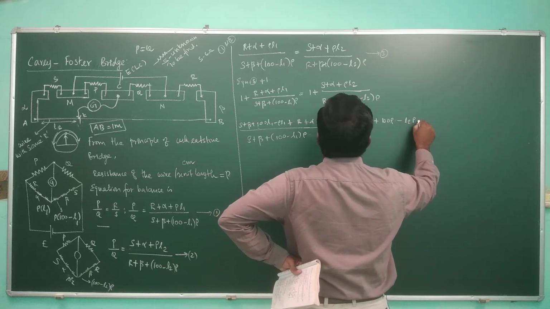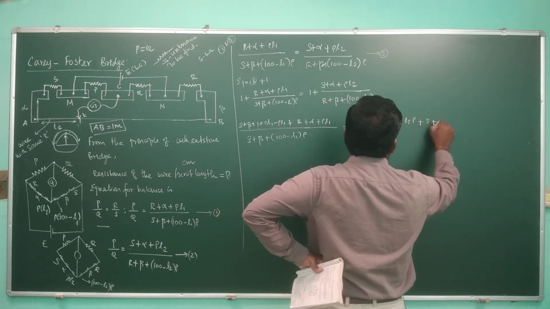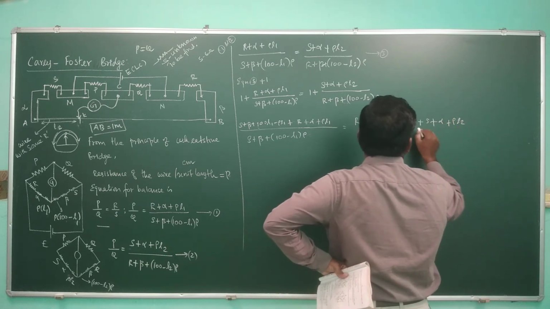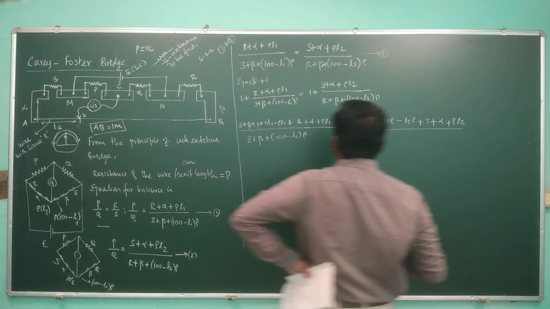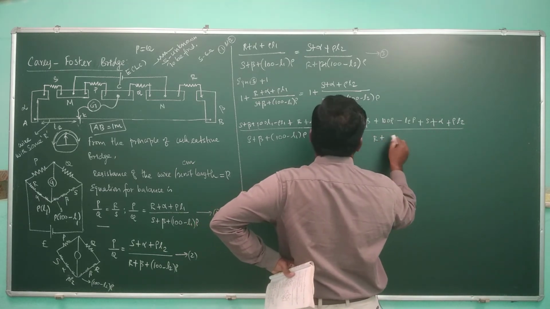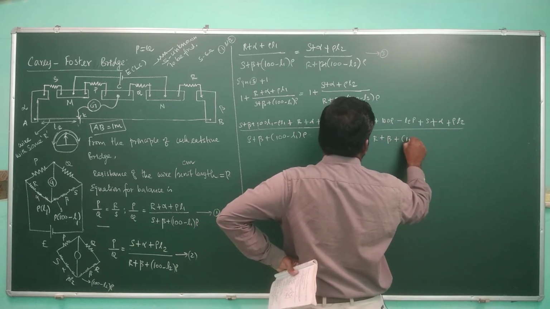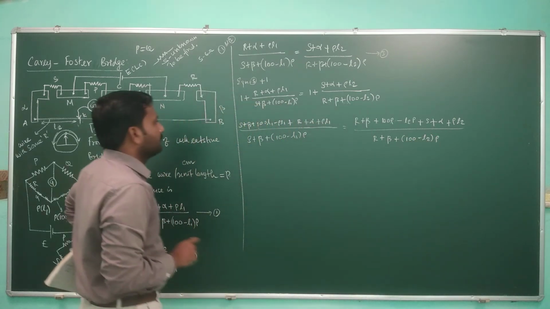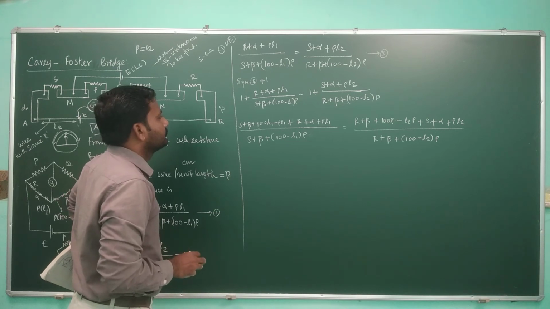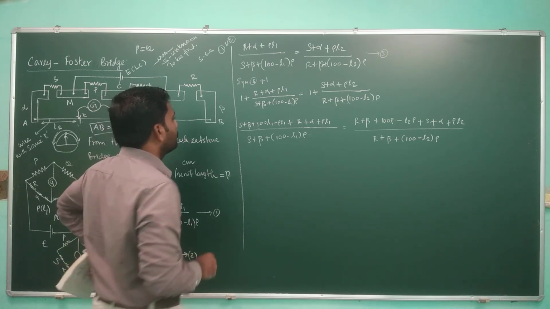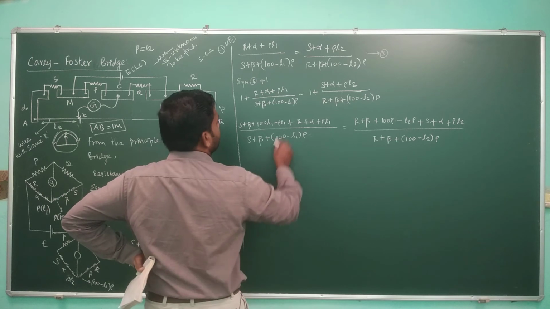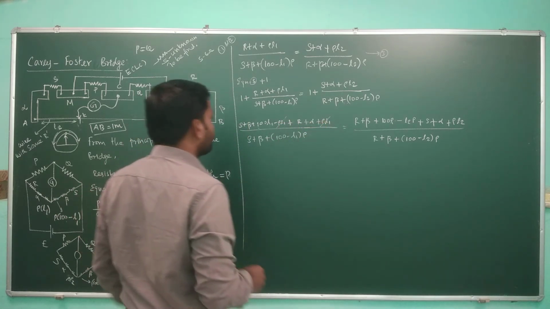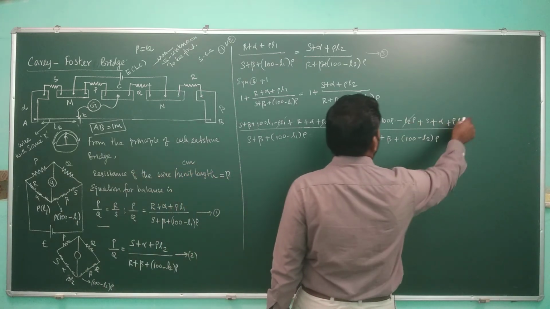L2 rho plus S plus alpha plus rho L2, divided by R plus beta plus 100 minus L2 rho. In that way it will come. Now what can we do? We can cancel out rho L1 and rho L1, and rho L2 and rho L2.